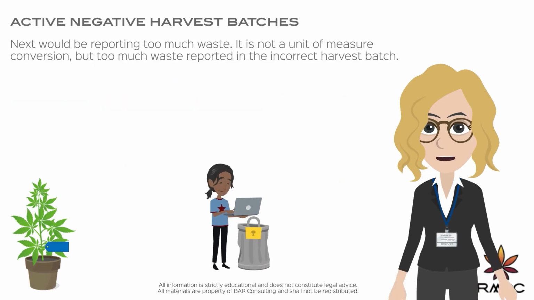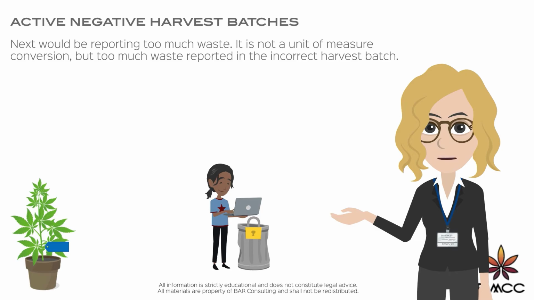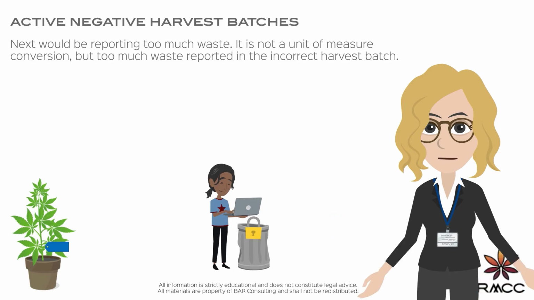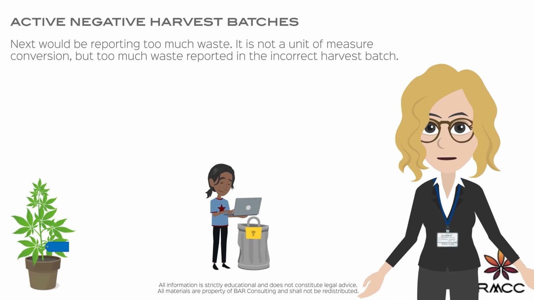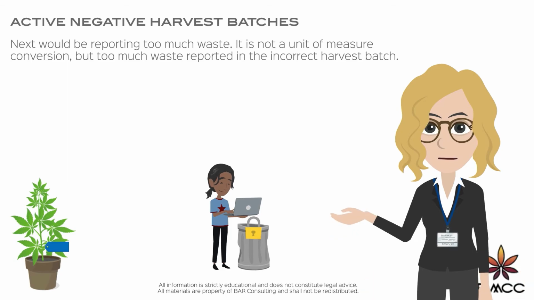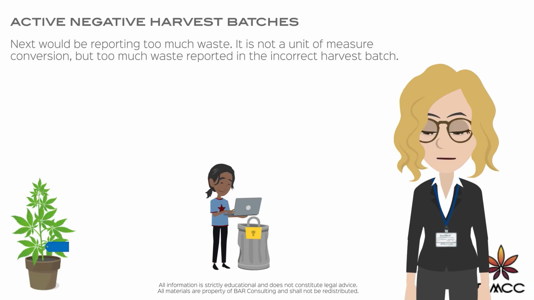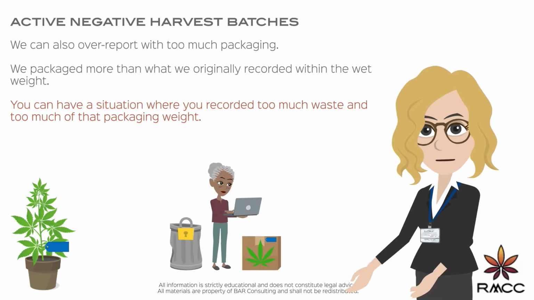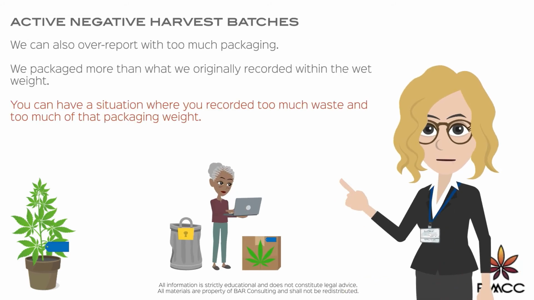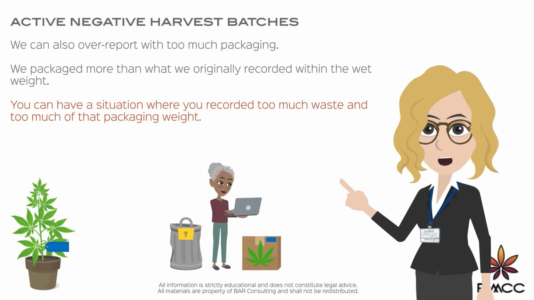Next would be reporting too much waste. So it's not exactly a unit of measure conversion, but maybe too much waste was reported in the incorrect harvest batch. And so we actually reported more waste than what we harvested within that harvest batch. And then the same goes for packaging. We can also over-report with too much packaging. So again, we package more than what we originally recorded within that wet weight.